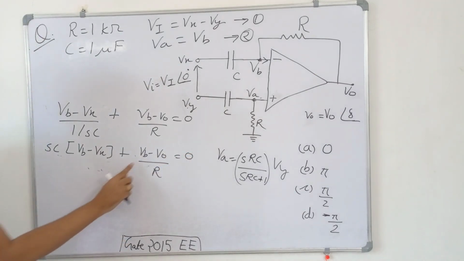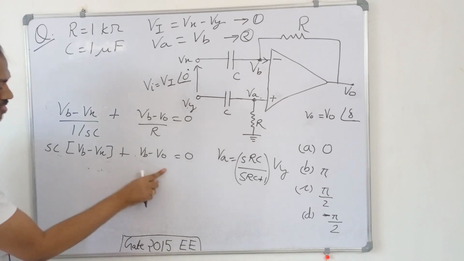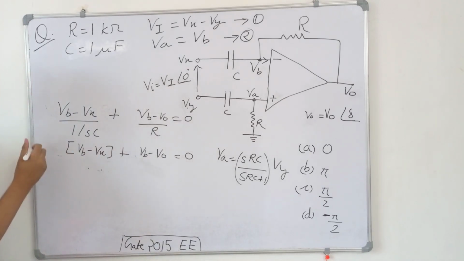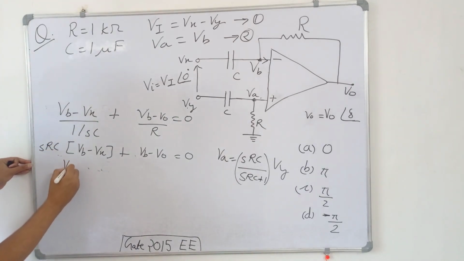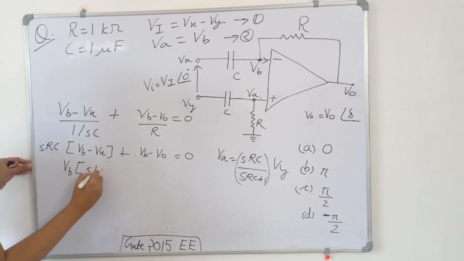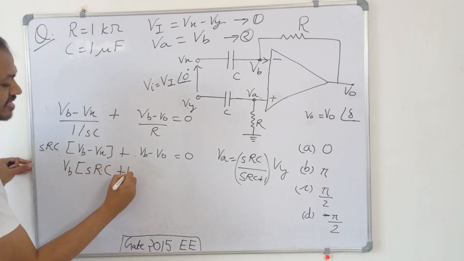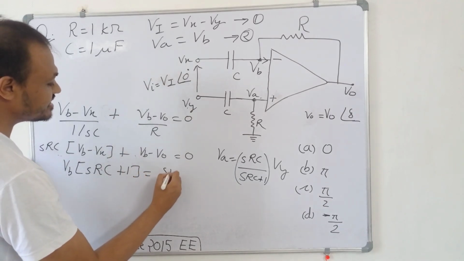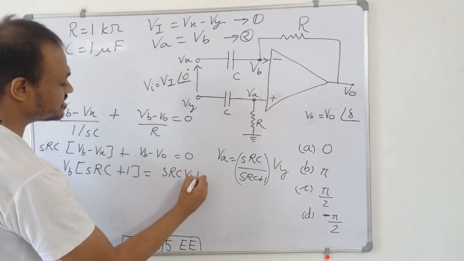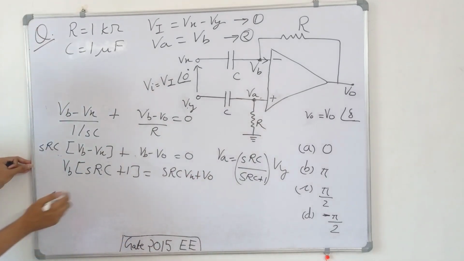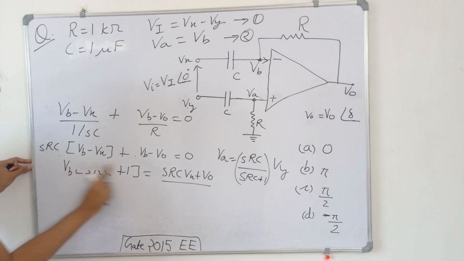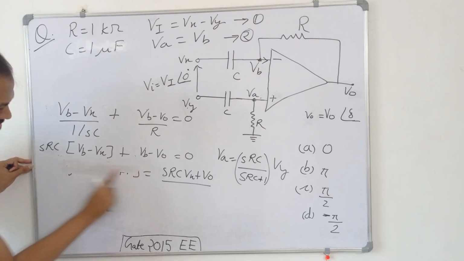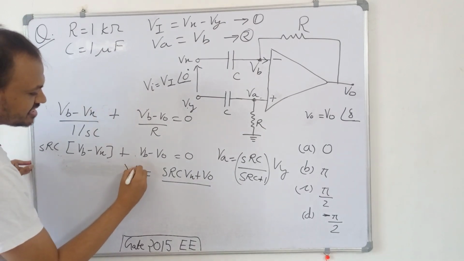So taking LCM, R will multiply here. So SRC into Vb minus Vx plus Vb minus V naught equal to 0. So Vb into SRC plus 1 equal to SRC Vx plus V naught. So Vb equal to SRC Vx plus V naught upon SRC plus 1. So this is the value of Vb.